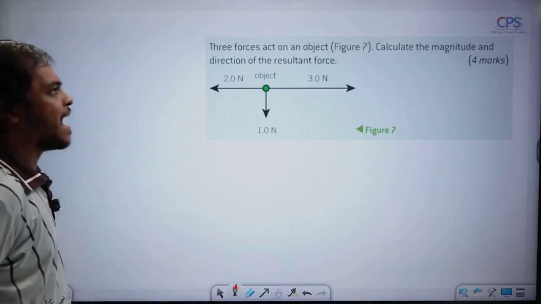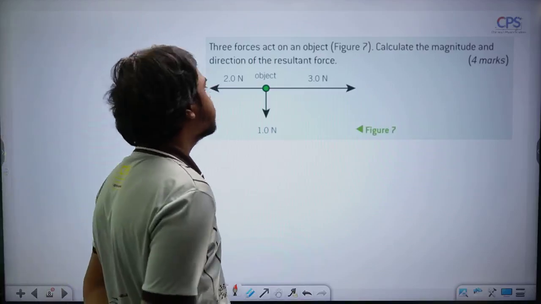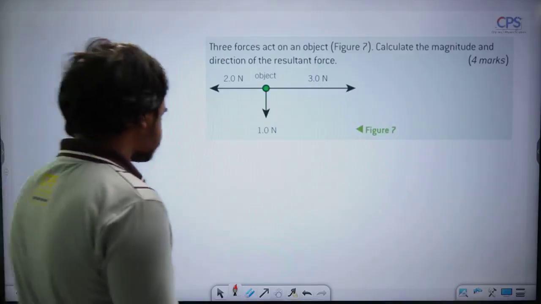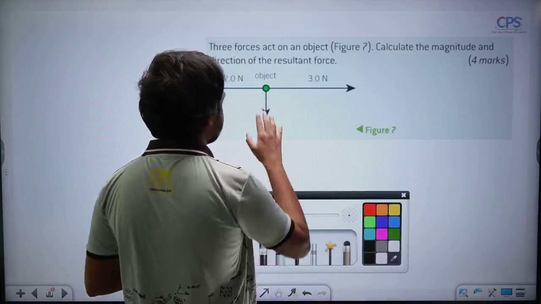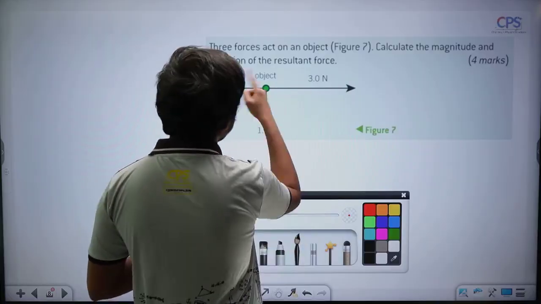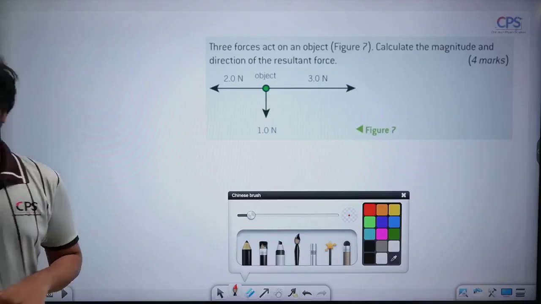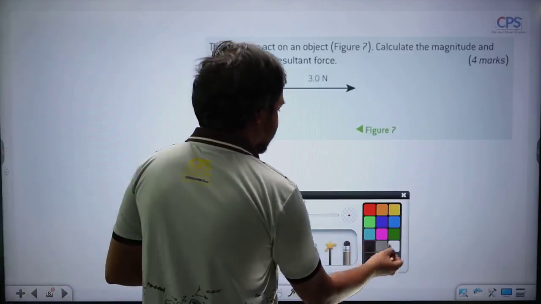So three forces act on an object in this figure. Calculate the magnitude and the direction of the resultant force. This might come for 4 marks. Okay, so in an object, there are three forces. See, 3 Newton, 2 Newton and 1 Newton. This one is pretty easy actually.